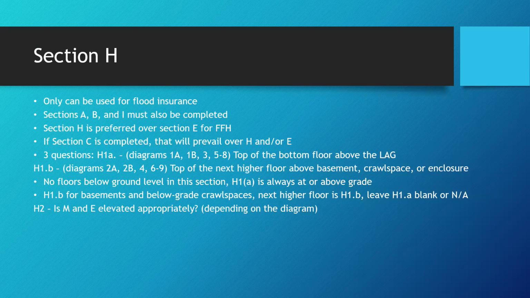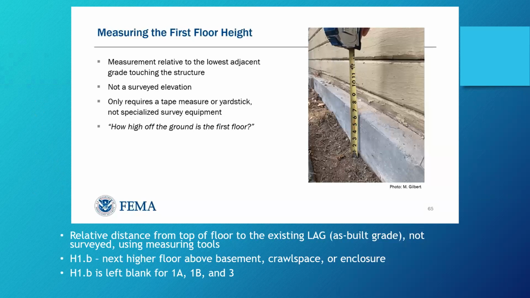So for H1A, there are no floors below the ground level for that question. It's always at or above grade for H1A. And then for H1B, basements and below grade crawl spaces, we're recording with the next higher floor above that. So H1A would be blank, or you'd put NA. And then the last question, H2, is M and E elevated appropriately, depending on that diagram.